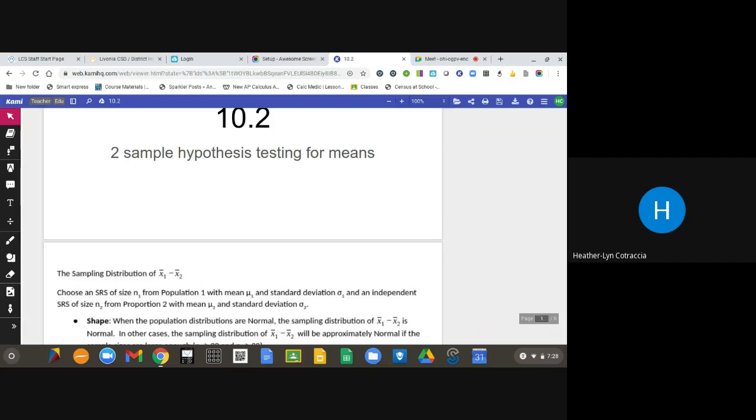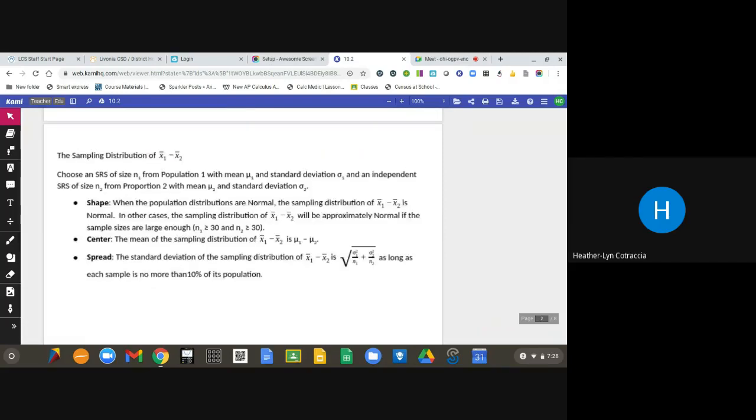Sampling distribution. So this one, slightly different. Your shape, if N1 or N2 or N1 and N2 are normal, you can assume that their difference is normal. If they are both greater than or equal to 30, you can assume normality. If you graph them, if they're less than 30 and you graph them and either one has extreme skewness or outliers, then again, you can assume normality for their difference.